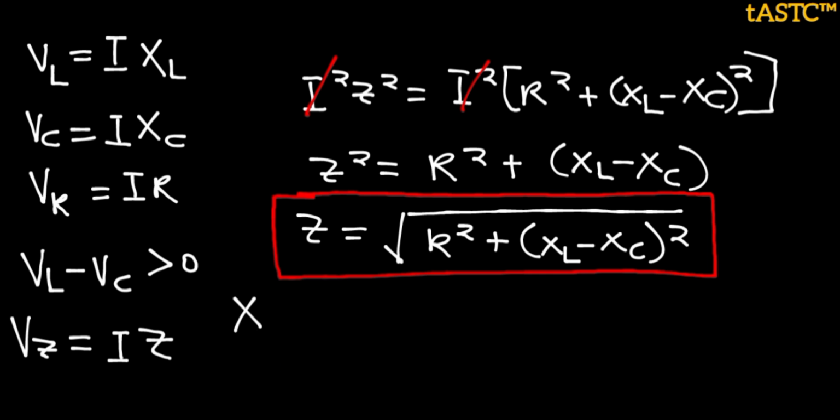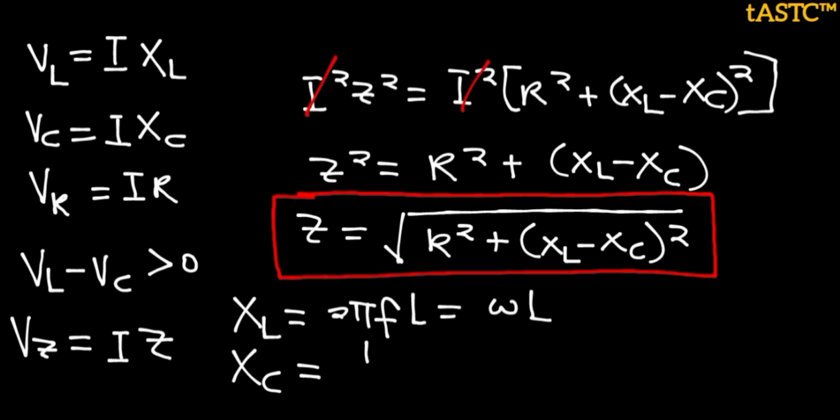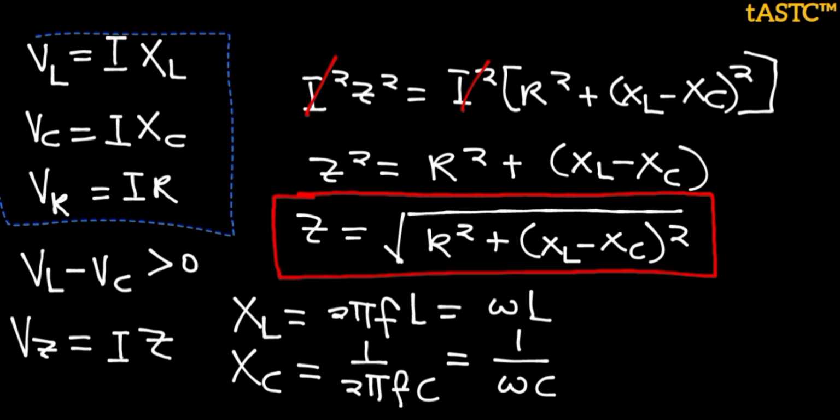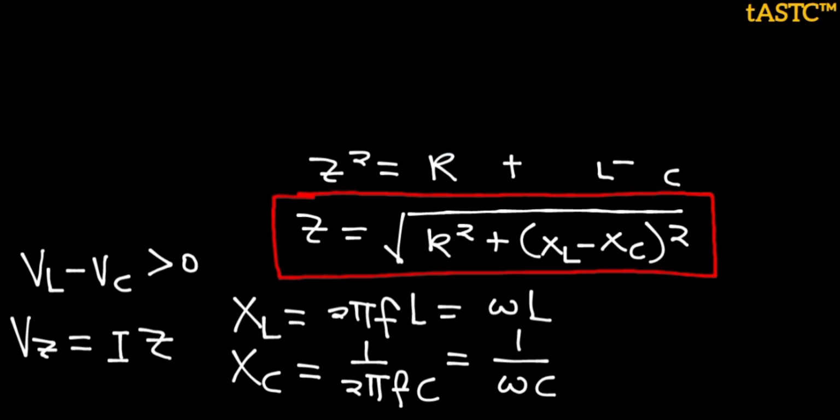Now, X sub L stands for the inductive reactance. So in this case, we should have this 2 pi F L. This could also be represented as omega L. And then we also got X sub C. This is 1 divided by 2 pi F C, and this will be 1 divided by omega C. I could take this and plug them into this stuff. So how is that going to look? So I'm going to take these out.